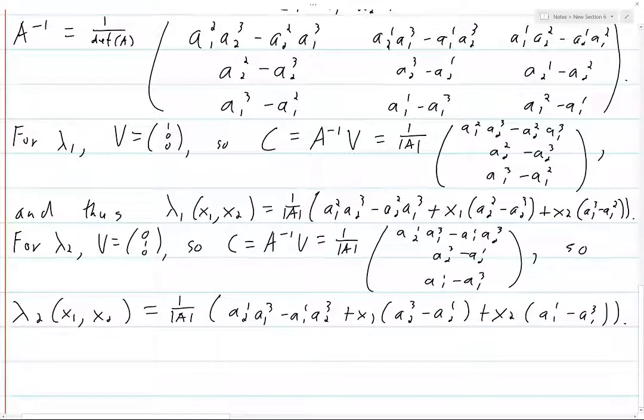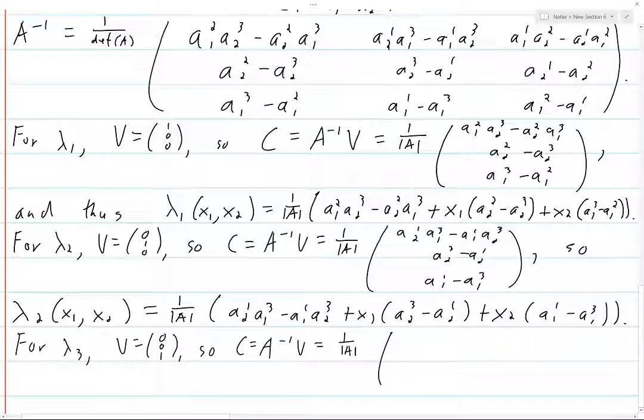Now finally, for lambda 3, V is going to be 0, 0, 1. So C equals A inverse V, blah, blah, blah. This time we pick up the third column. And so that will be A11, A22 minus A21, A12, A21 minus A22. Yeah. Then A12 minus A11. Alright.